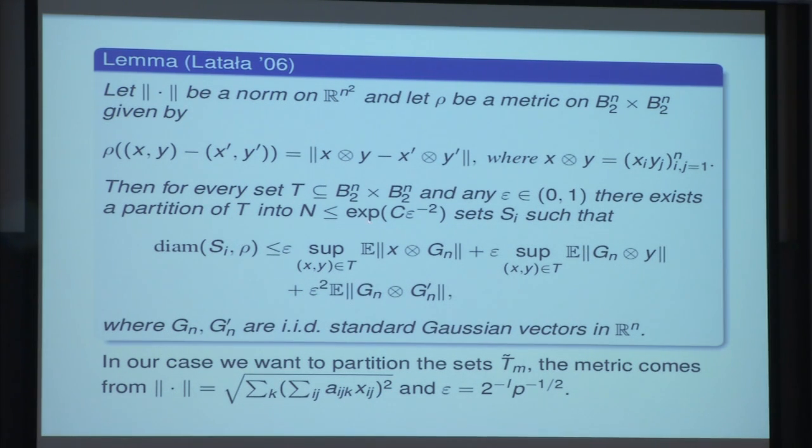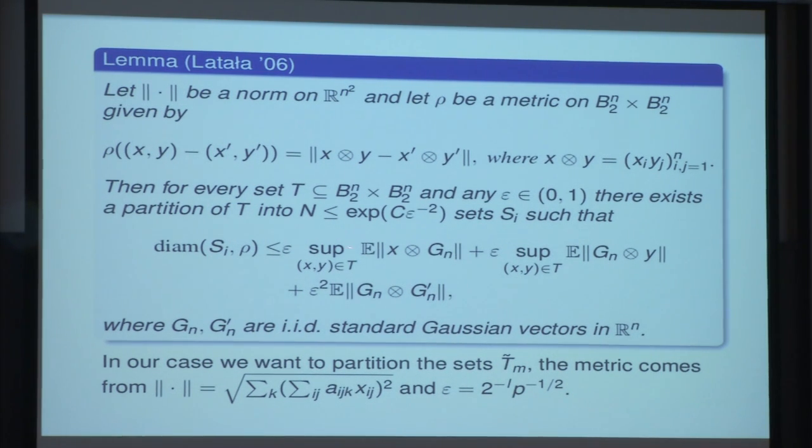So you partition into the same number of sets as before, but you have a more complicated bound on the diameter. Here we have a better bound: before it was epsilon, now we have epsilon squared, so it improves. And we look at the expected value of something like that. You just take the norm and apply it to such a tensor product, where Gn and Gn prime are independent standard Gaussian vectors in Rn. So you have two of them now. And here you have just one Gaussian vector, but you take the supremum over x and over y.